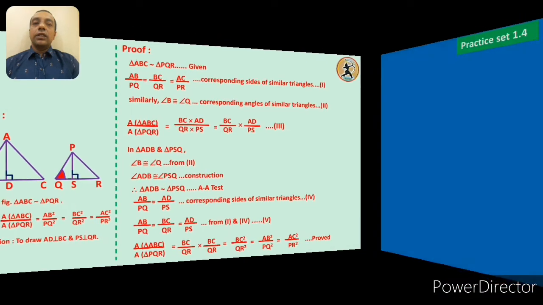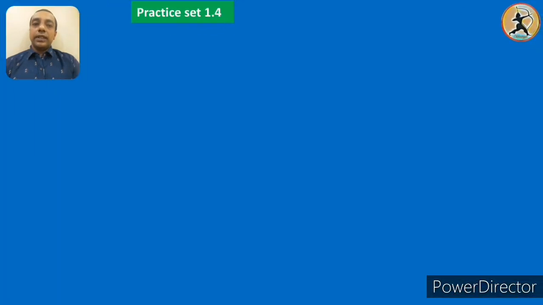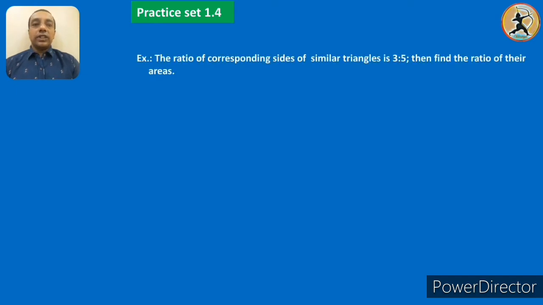So let us try to simplify some examples from practice set 1.4 based on the ratio of areas of two similar triangles. The first example here over the screen: the ratio of corresponding sides of the similar triangles is 3:5. Then find the ratio of their areas.